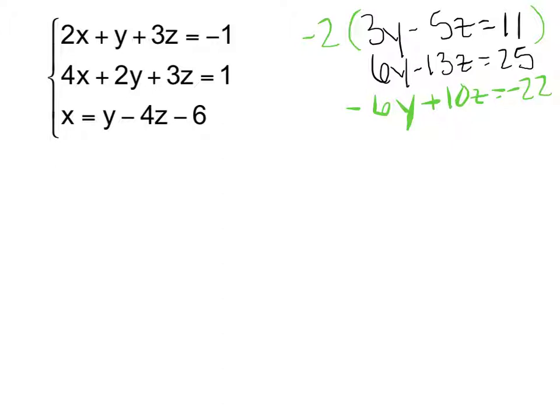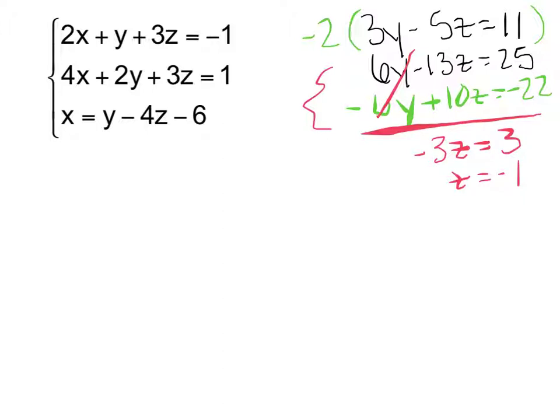Alright, now we're ready to solve this. So I'm going to solve it using these bottom two equations. I'm going to combine them. So we get -3z equals 3. Divide both sides and we get z equals -1.